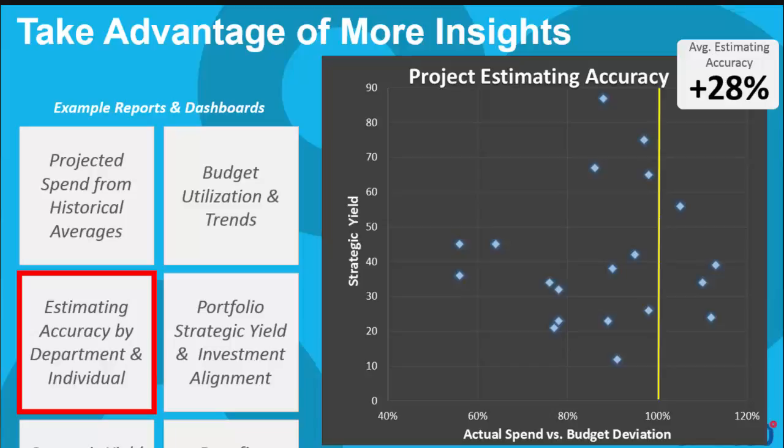Also, because you have that information as granular as the project level, you can actually start looking not only at estimating maturity on a departmental basis or a portfolio basis, but also down at the individual level. So we can say, okay, look, this project manager or stakeholder needs to work on those estimating capabilities. So a lot of levels, a lot of intelligence that can be derived from that.